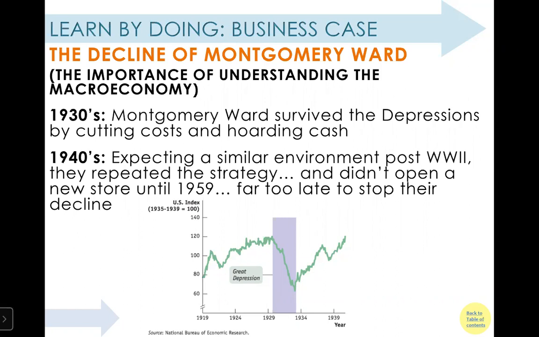This story shows the importance of understanding the macroeconomy, and how the price level may change over time, particularly with the business cycle, so that you can make the right business choices. Otherwise, you may fail in your operation. So this is the last case study, and we will finish this chapter.